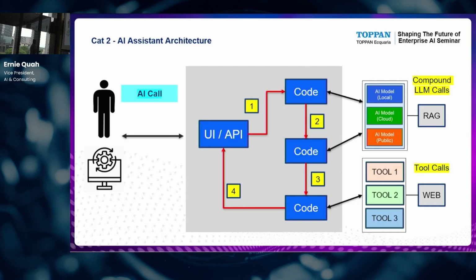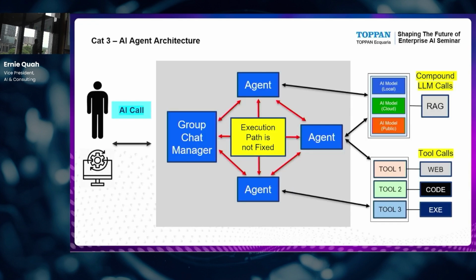For the AI assistant, you notice that one of the characteristics is that the flow is fixed. In your code, the UI will call this code, the fact checker, then call this, after that consolidate, QA, and then respond, right? For an AI agent, you may hear a lot of definitions of agent out there, but the key differentiating factor is that the execution path is not fixed. Every time you prompt, you may get a different flow.